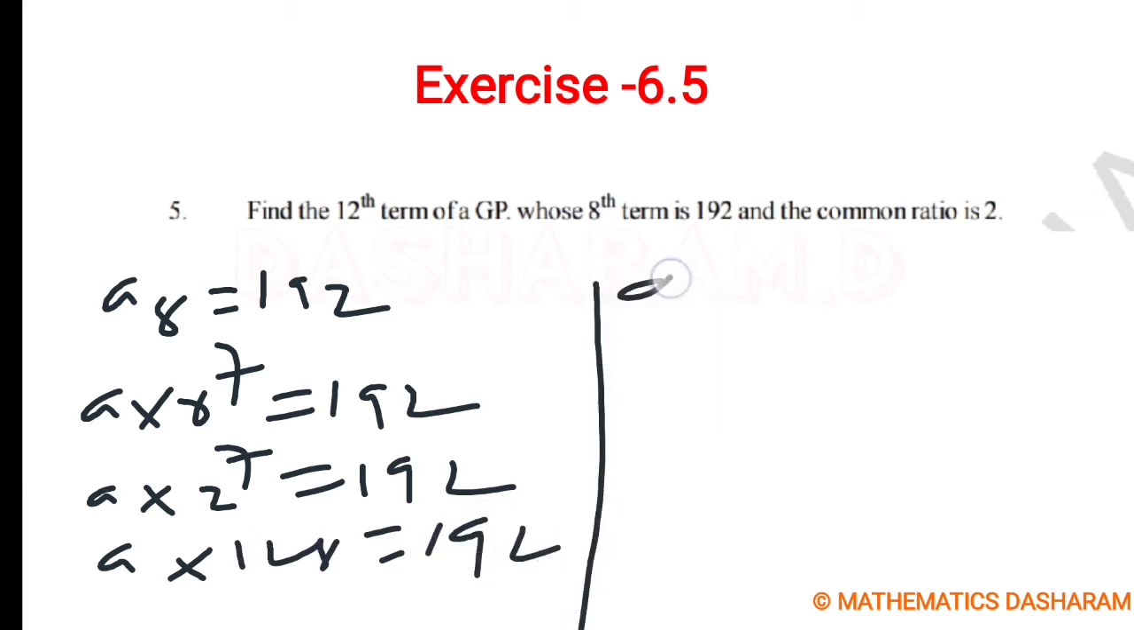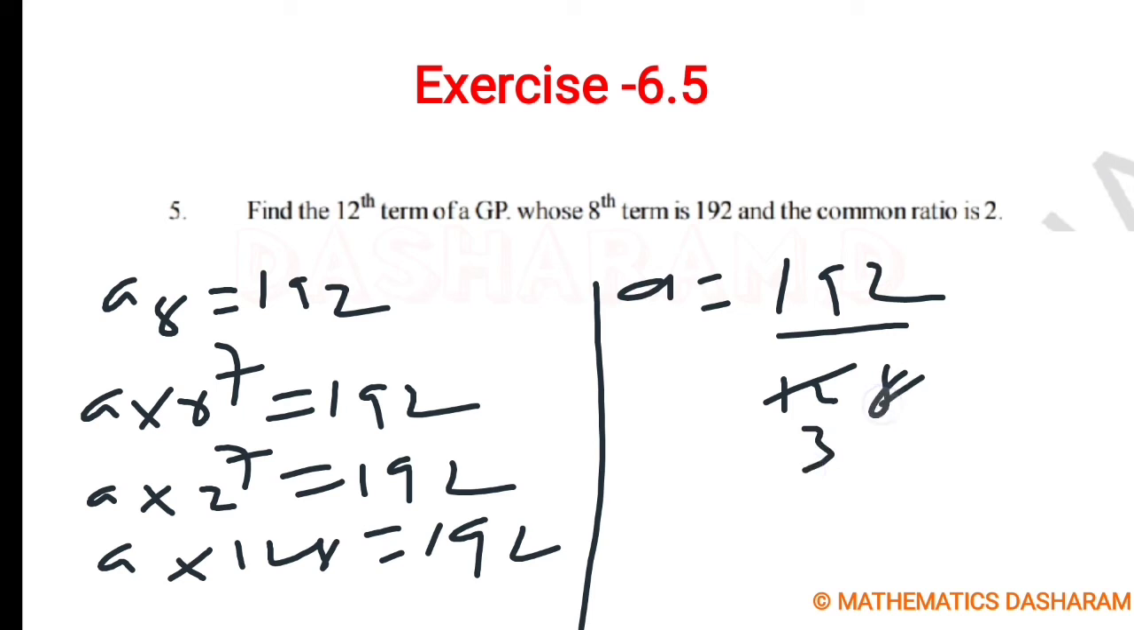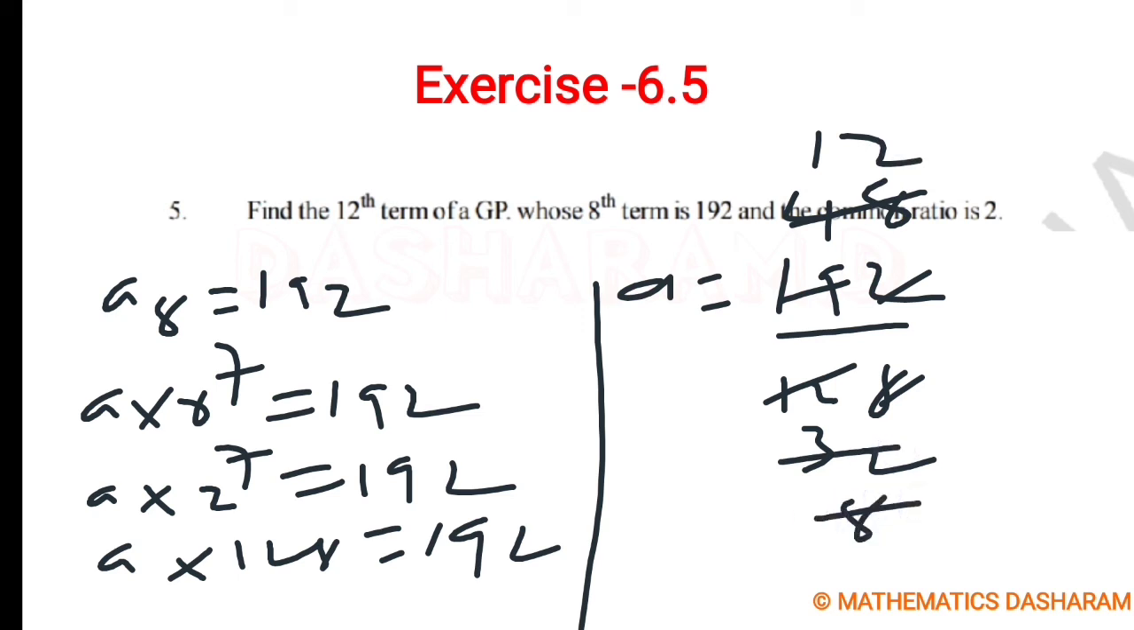So now let's find the A value: 192 divided by 128. Do the calculation. 4 3s are 12, 4 2s are 8. So here 4 4s are 16, remainder 3, 4 8s are 32. Again 4 table, 4 1s are 4, 4 2s are 8. Here 4 8s are 32, 4 2s are 8, 4 3s are 12. So finally the A value is 3 by 2.